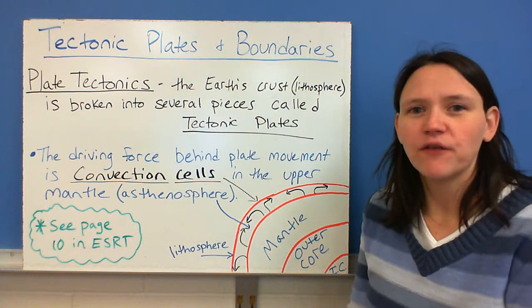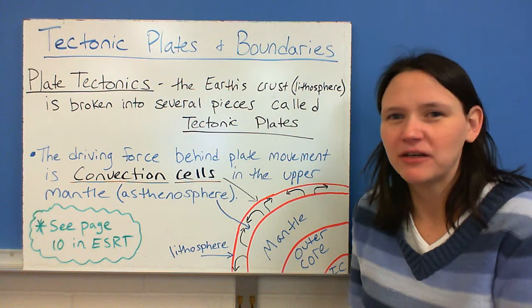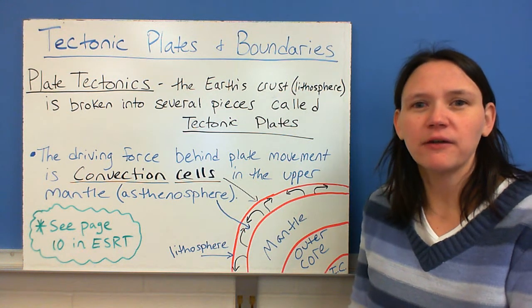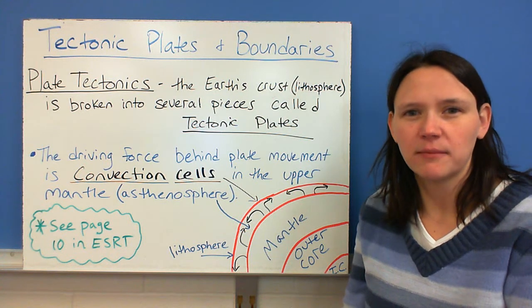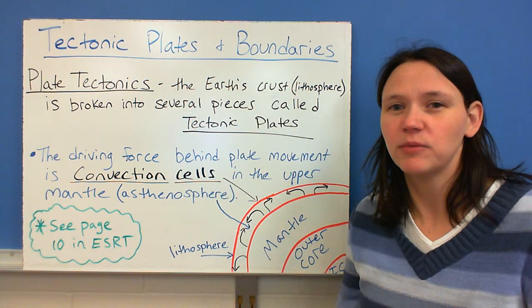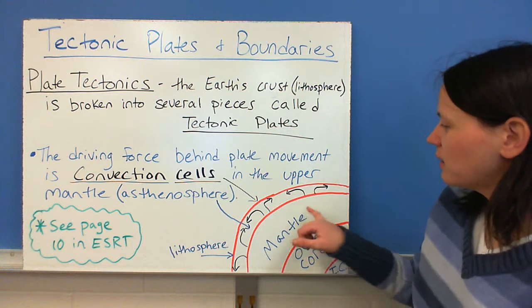Now, one thing that Alfred Wegener could not explain is how all of these plates were moving around. He just didn't have any information to back up his theory other than some of the evidence he had with fossils and mountain ranges and things like that. But he couldn't explain how these huge continents would be moving. Well, they finally realized what's happening is within the Earth.